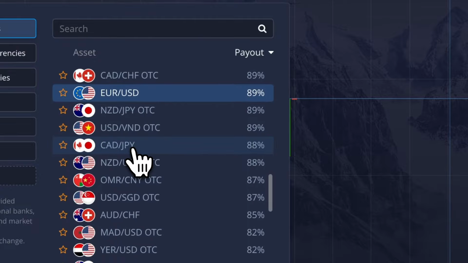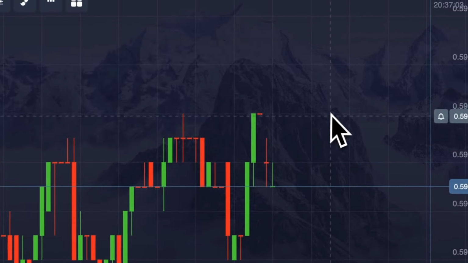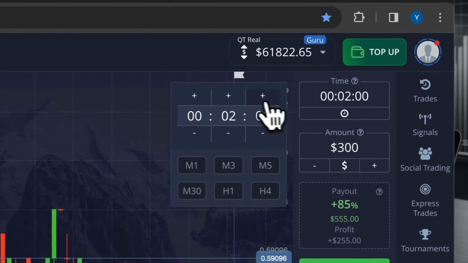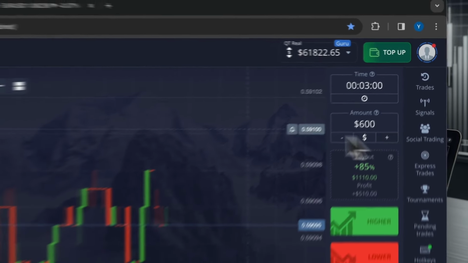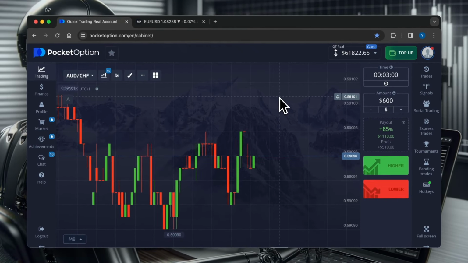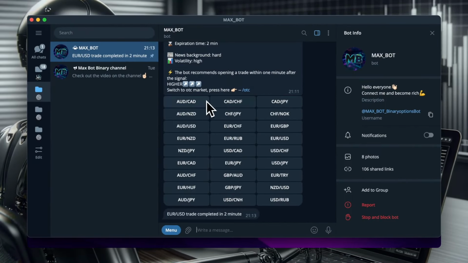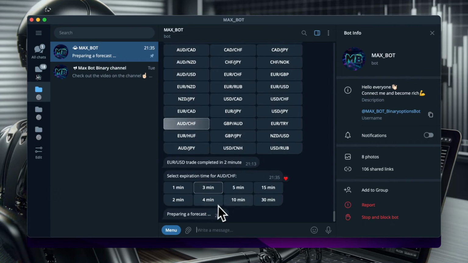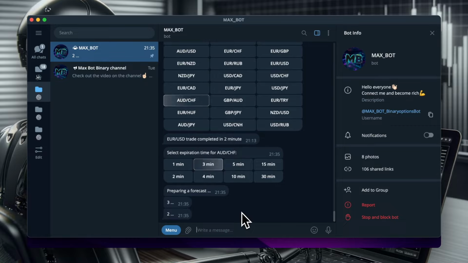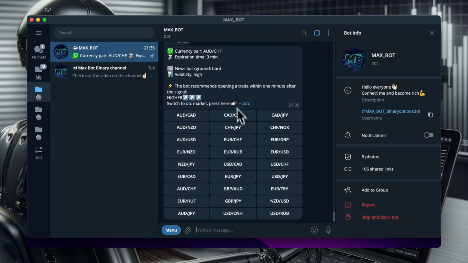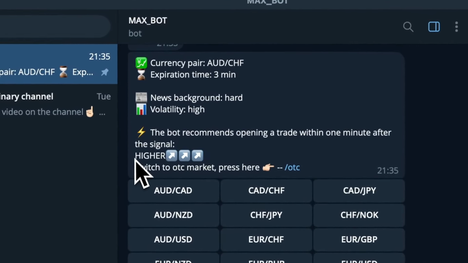I will change the currency pair, Australian dollar and Swiss franc. I am satisfied with this option because it has a good payout percentage. I will work on a time frame of 3 minutes, investing an amount twice as much as the last time, $600. Promptly receive a signal from a smart neural network. Higher. It's time to analyze another trade from the technical analysis side.